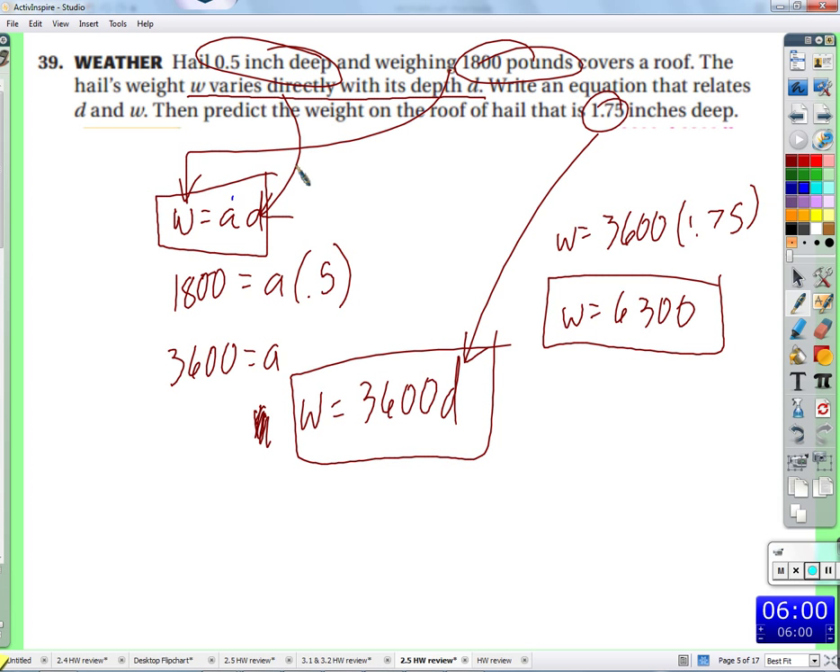And quick little vocab reminder. What is this A called? It's got a name. What's the name of it? Constant of variation. Because it's a constant, right? Stretch variation, so that's a reasonable name for it. Constant of variation. Any more questions? Y equals AX. It's like this whole section is summed up by Y equals AX.